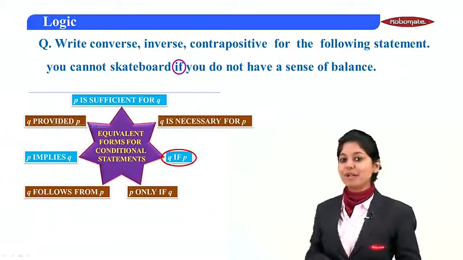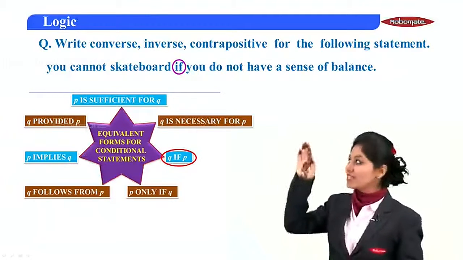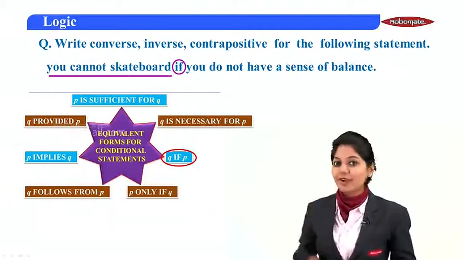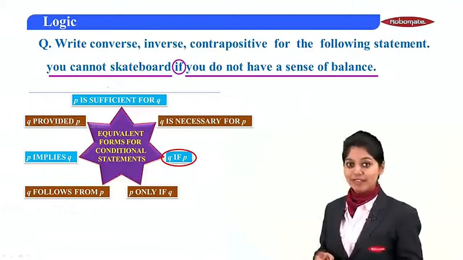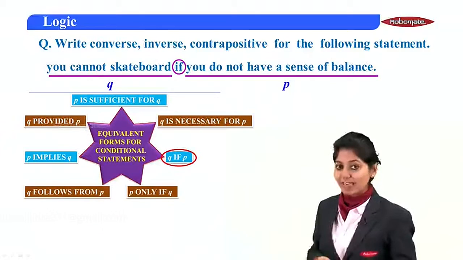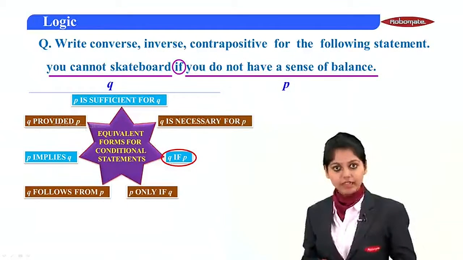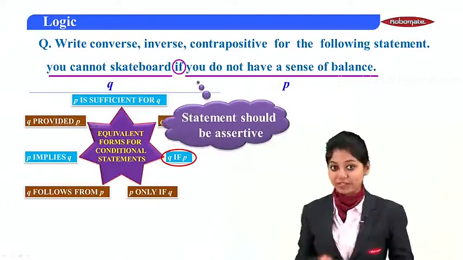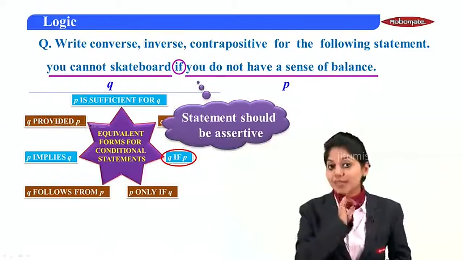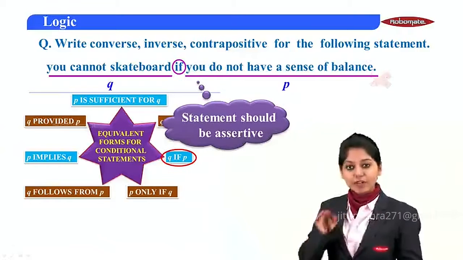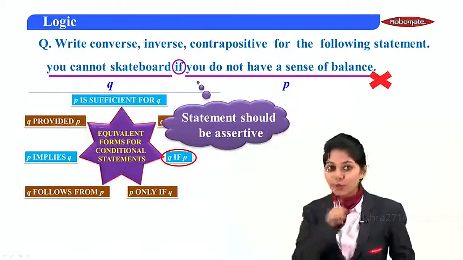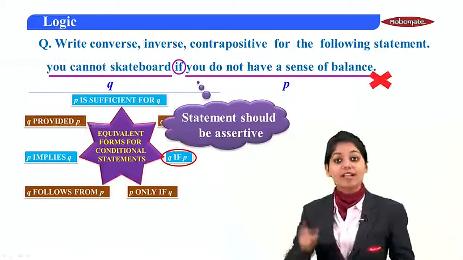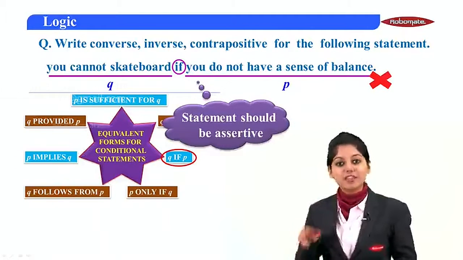And now if you compare Q if P with the given statement, you will simply say that you cannot skateboard will be your Q statement, while you do not have a sense of balance will be your P statement, right? You will say the same. But no class, that's wrong. Statements should always be assertive. Therefore, we cannot take it to be Q, P. No, we cannot take it. Then we have to take assertive statements as P, Q.